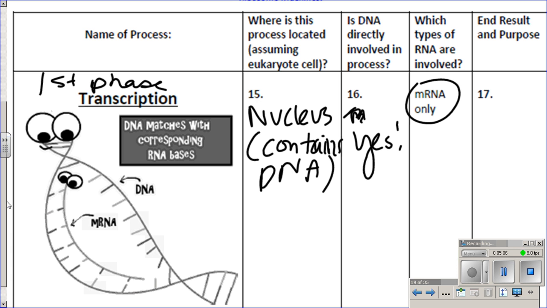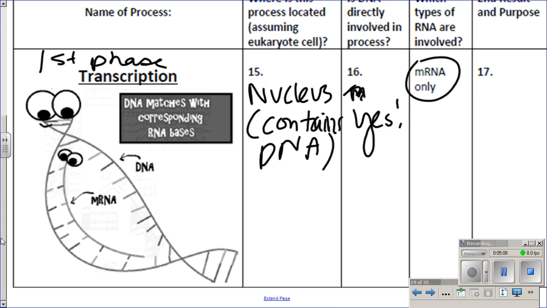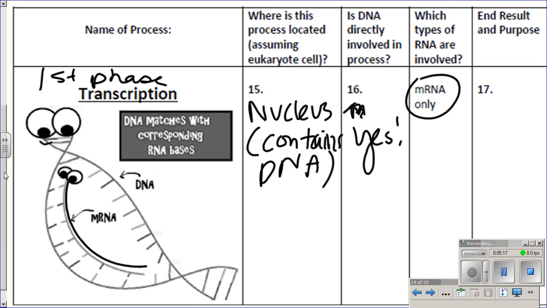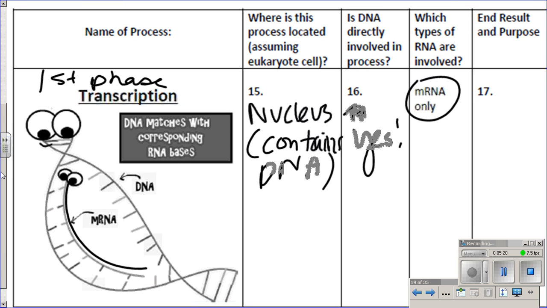So yes, the mRNA goes in there and you can see it right here. The DNA is a double helix. This is the mRNA strand, or transcript, like we call it, that's being made. All right, so what was the purpose or end result of this first step?